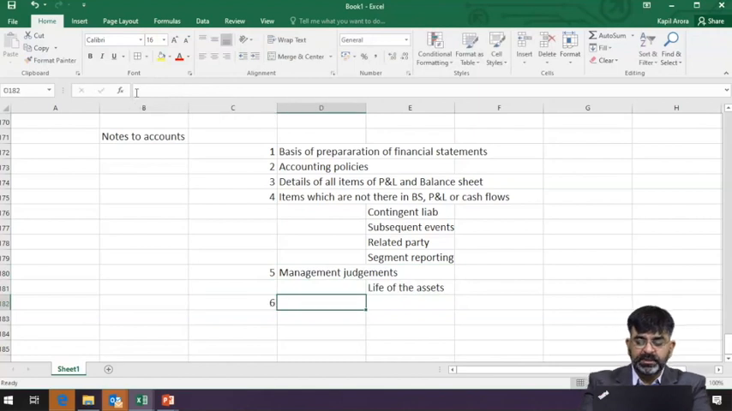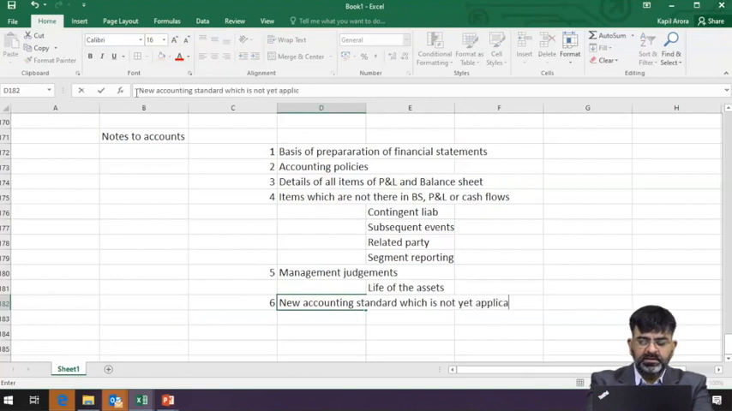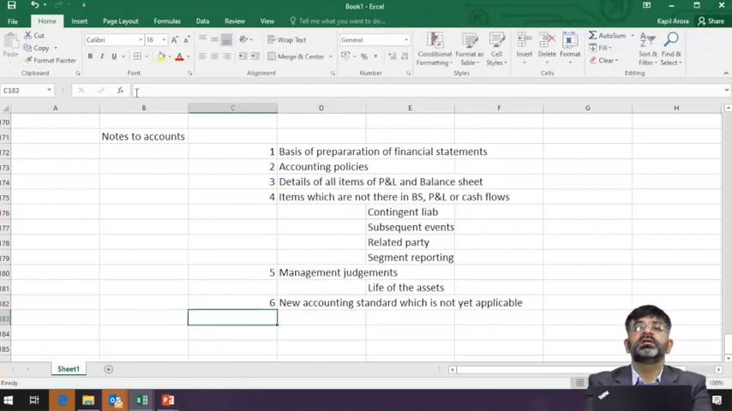Sixth is any new accounting standard which is not yet applicable, right? So any new standard has come up but is not yet applicable. We need to give guidance on what the impact of that new accounting standard would be on our existing books or existing items. That's something we also need to explain.